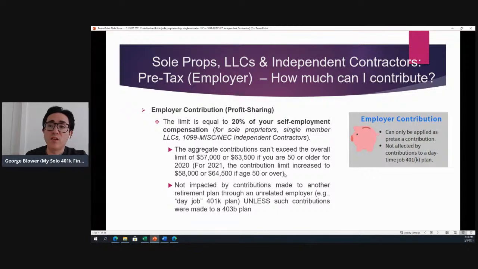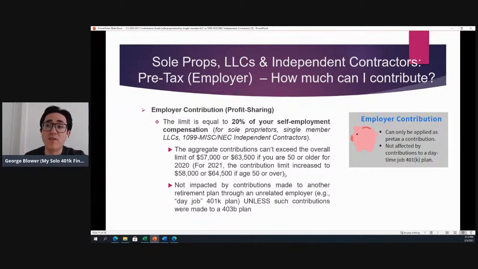Now, keep in mind that contributions made to another plan on your behalf, like a 401k at a day job, don't impact this limit. You'll see when we go through scenarios that even though you might have maximized your employee contributions at your day job, and therefore can't make any more employee contributions to the solo 401k, you could still make the employer contributions based on your self-employment income to the solo 401k.